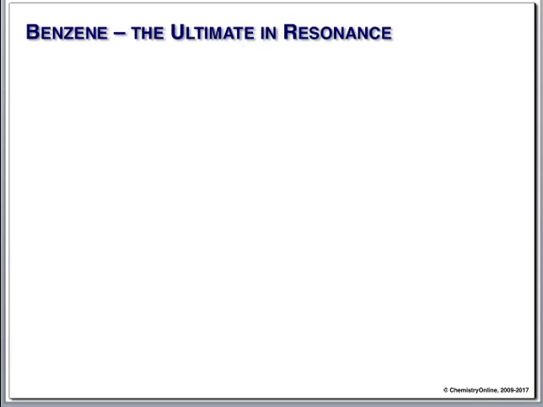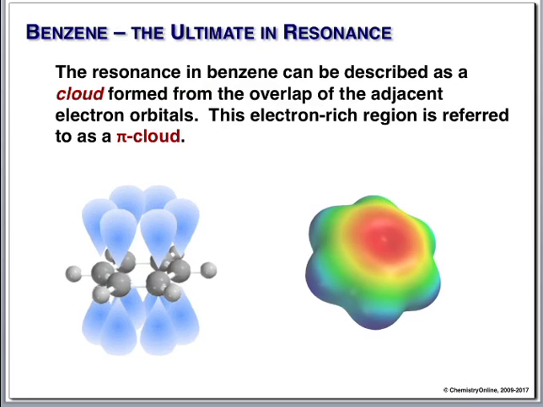Now, benzene is really the champion when it comes to resonance delocalization. Every carbon in the ring has this p orbital sticking up and down. They all overlap very, very nicely, and they form an absolutely beautiful pi cloud above and below the plane. And remember, when you look at electrostatic potential maps, red means lots of electrons, blue means electron deficient. You have this huge pi cloud, again, above and below from this pi system. It's a really neat thing.